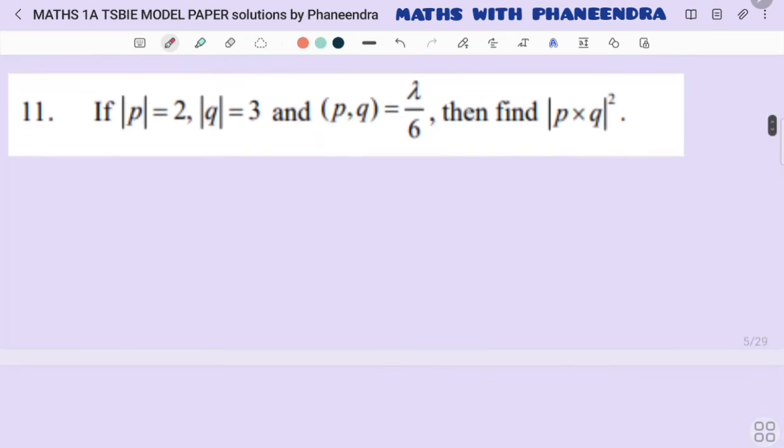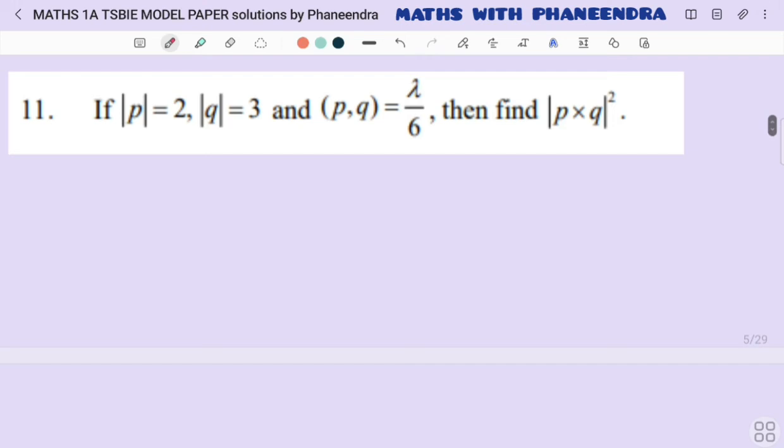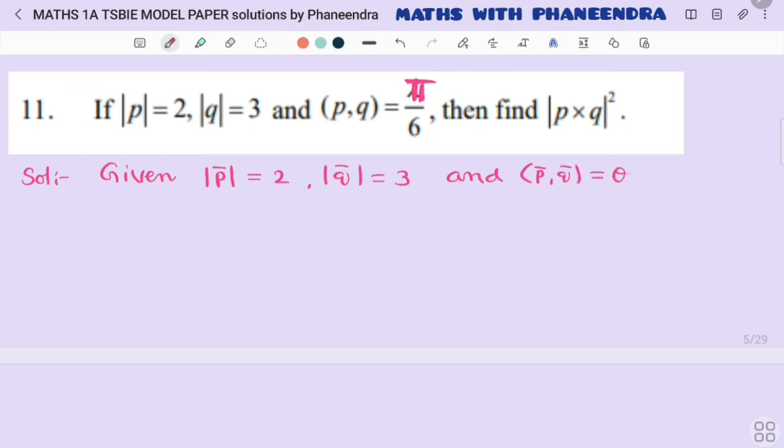The next question: if mod p bar equal to 2 and mod q bar equal to 3 and the angle between p bar and q bar is pi by 6, then find mod p bar cross q bar whole square. So here, given magnitude of the vector mod p bar equal to 2, mod q bar equal to 3, and the angle between p bar, q bar equal to theta equal to pi by 6. Pi by 6 means 30 degrees.